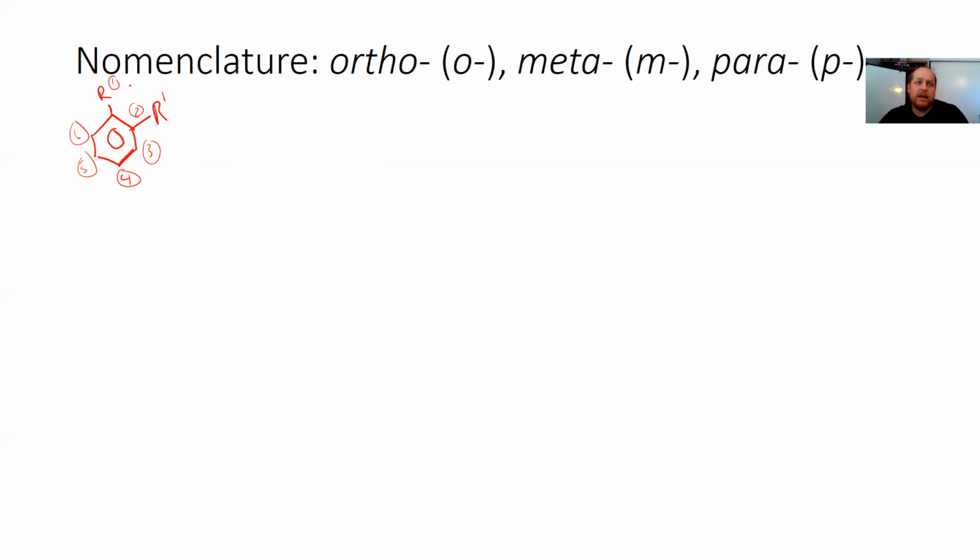The priority there is something we can worry about later, but the key for naming here is that if those substituents are at the 1 and 2 positions, they are ortho to each other. So if you were to have something like a dichlorobenzene, with a chlorine and another chlorine, those two chlorines are going to be ortho to each other, and so it would be ortho-dichlorobenzene.